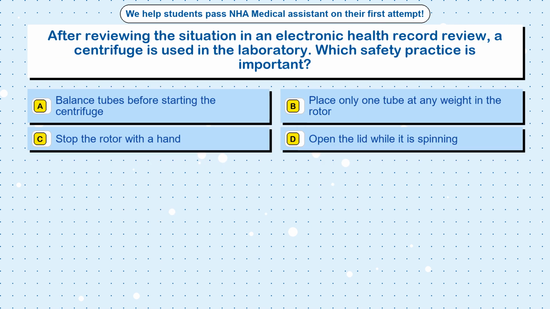Question 88. After reviewing the situation in an electronic health record review, a centrifuge is used in the laboratory. Which safety practice is important? Option A, balance tubes before starting the centrifuge. Option B, place only one tube at any weight in the rotor. Option C, stop the rotor with a hand. Option D, open the lid while it is spinning.